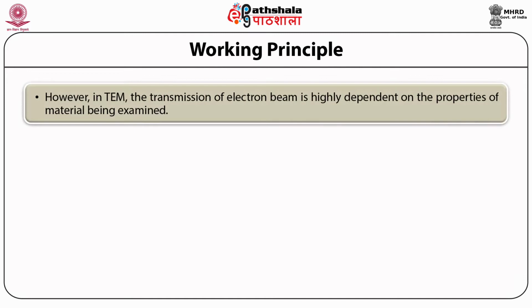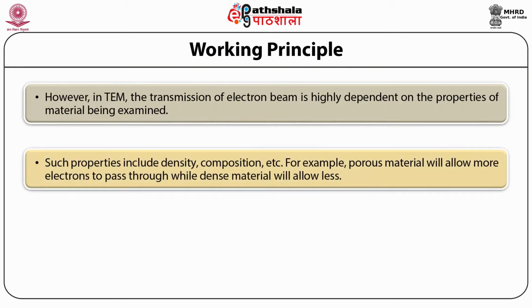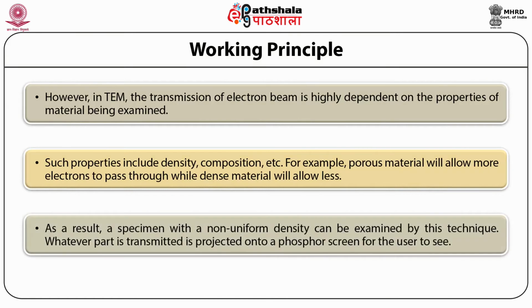However, in TEM, the transmission of the electron beam is highly dependent on the properties of the material being examined. Such properties include density, composition, etc. For example, porous material will allow more electrons to pass through, while dense material will allow fewer. As a result, a specimen with non-uniform density can be examined by this technique. Whatever part is transmitted is projected onto a phosphor screen for the user to see.